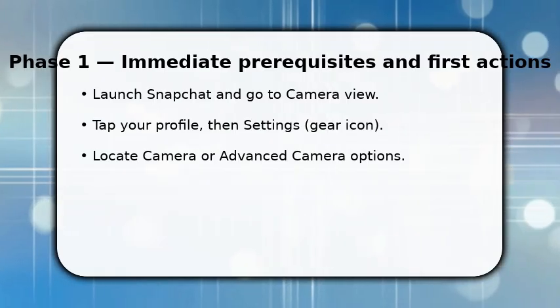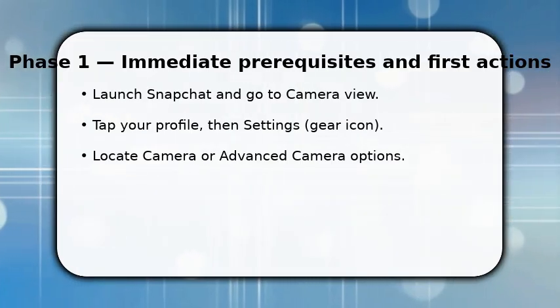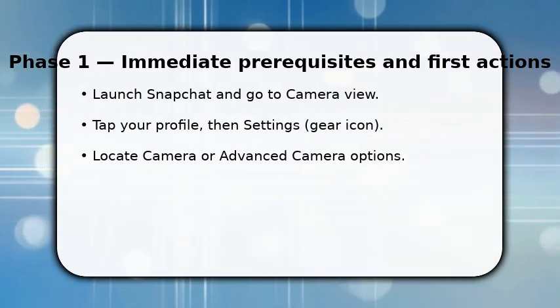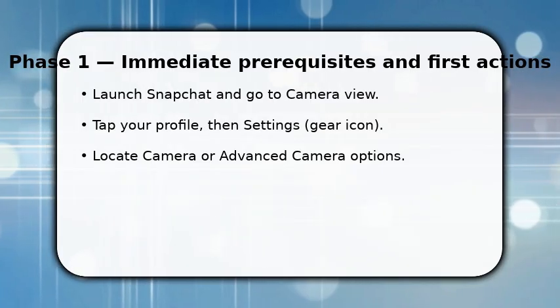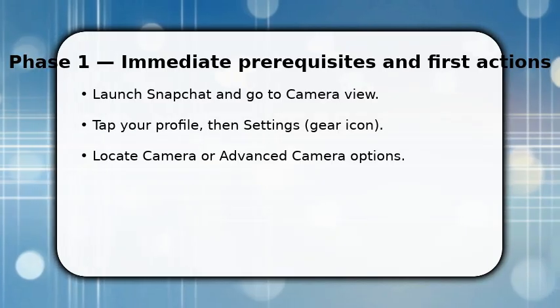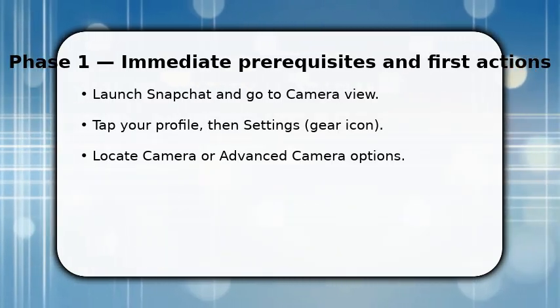You start in camera view, open your profile and tap the gear icon to access settings. Once inside, scroll to camera or advanced camera options. This is where Snapchat applies portrait enhancements. Make sure flash and lens preferences are visible because the portrait toggle often sits near lenses or AR settings. If you see a face retouch or portrait label, you're in the right place.